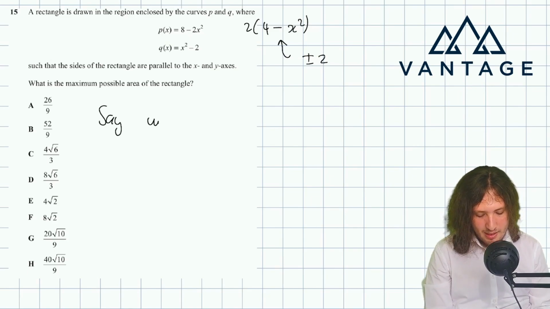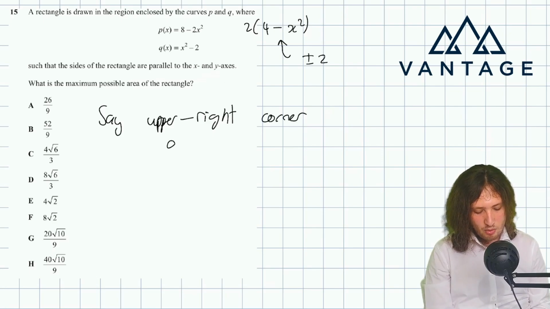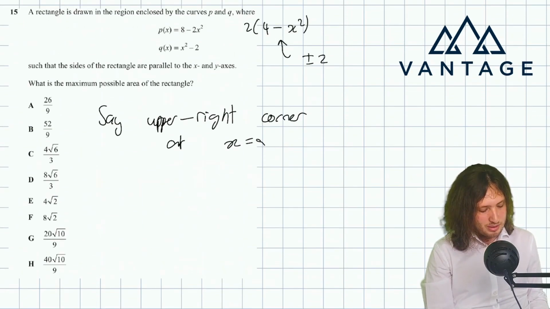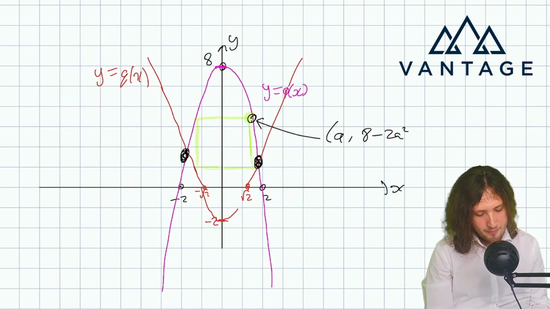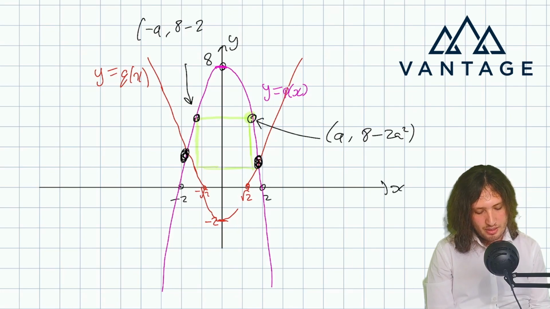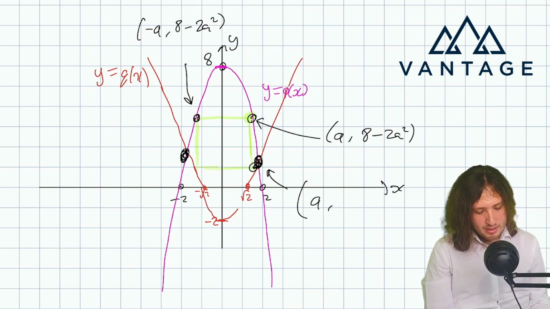So say that the upper right corner, because if I find an expression for the area in terms of A, I can then minimize it as a function of A. So say the upper right corner is at x equals A. So clearly the upper right corner lies on the curve P. So because it lies on P, if my x-coordinate is A, my y-coordinate must be 8 minus 2a squared. But then, by symmetry, this thing over here is at the same height, but it's now got the negative version of the x-coordinate.